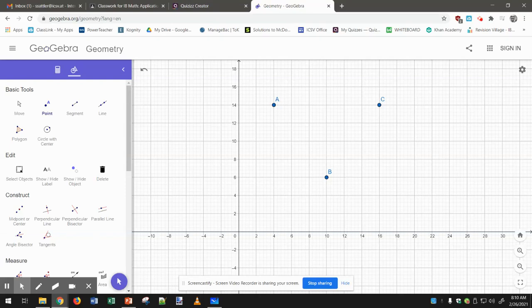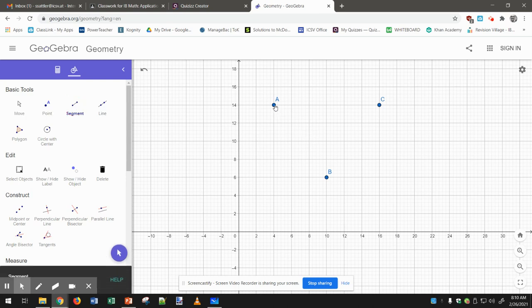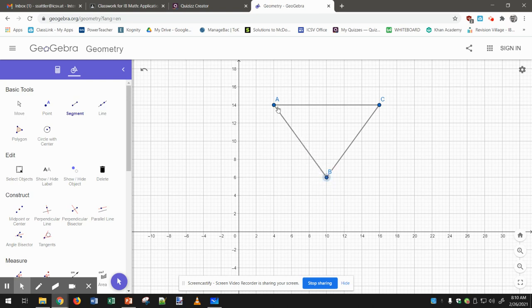Okay, so this problem is a bit challenging and tedious because we have to find the perimeter of this triangle. So I've made it on GeoGebra just so we can see it and realize what we're going to have to do if we're given a problem just like this, and we can't use GeoGebra.